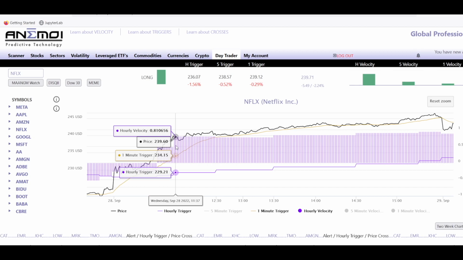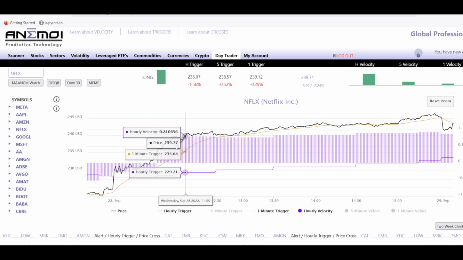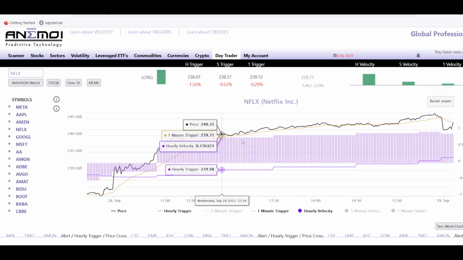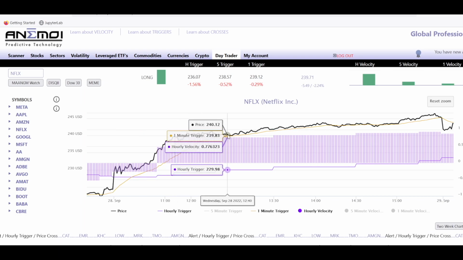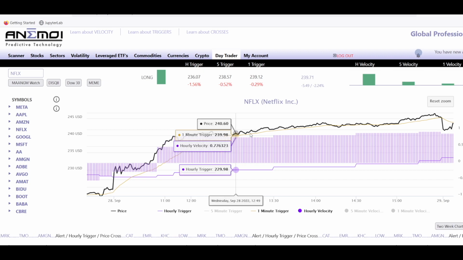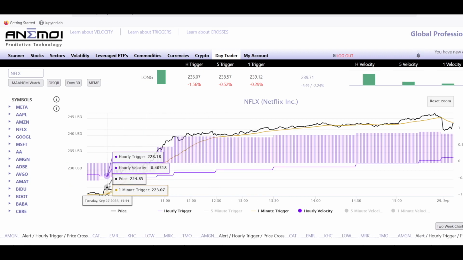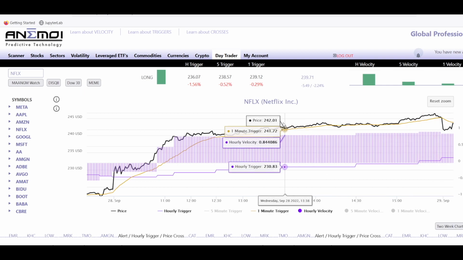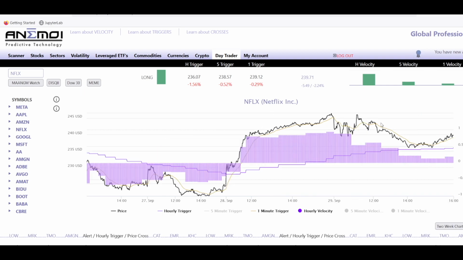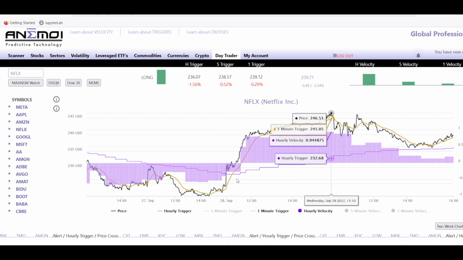So now we're like, okay, since the hourly velocity is so strong, we can expect this 1 minute trigger to provide support. The stronger the hourly velocity is, the stronger the 1 minute trigger and the 5 minute trigger are going to provide support. And the stronger the hourly velocity is to the downside, the stronger the 1 minute trigger and the 5 minute trigger are going to provide resistance. So over here, this entire move, right, from 228 all the way till 245, the 1 minute trigger, price never even sold below the 1 minute trigger.